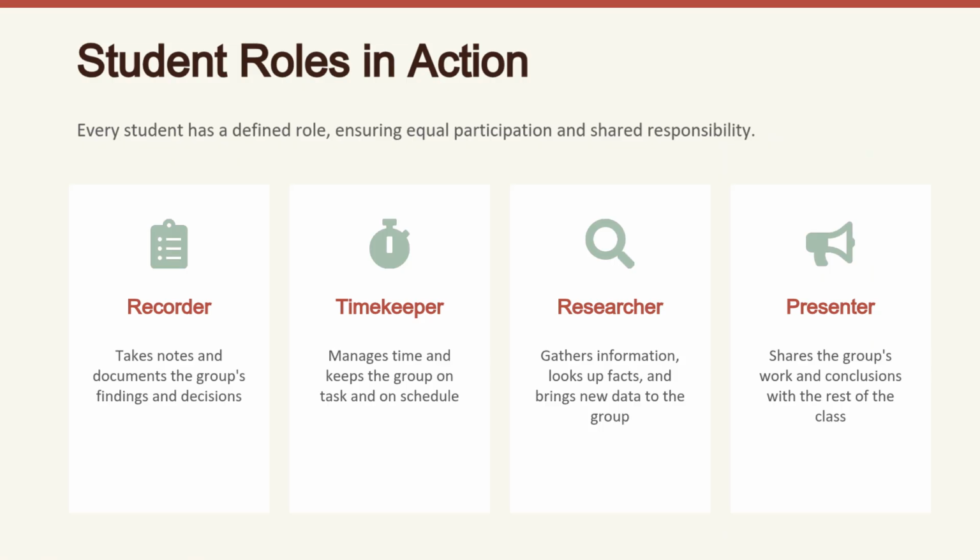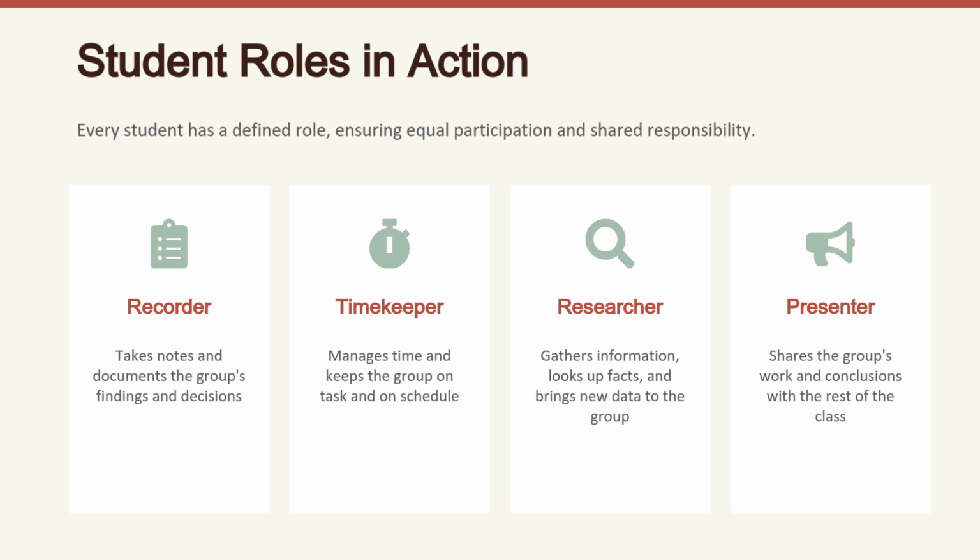Now, one of the secrets to great cooperative learning is assigning clear roles. Here are 4 common ones. The recorder writes down the group's ideas and decisions. Think of them as the group's memory. The timekeeper watches the clock and keeps everyone on pace, saying things like, "We have 5 minutes left, let's wrap up our discussion." The researcher is the one digging for information, looking up facts in a textbook or finding data online. And the presenter shares the group's final work with the class.